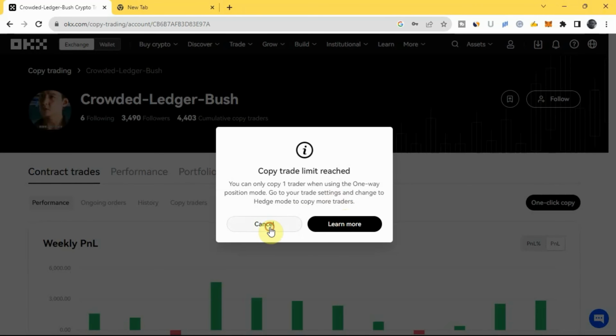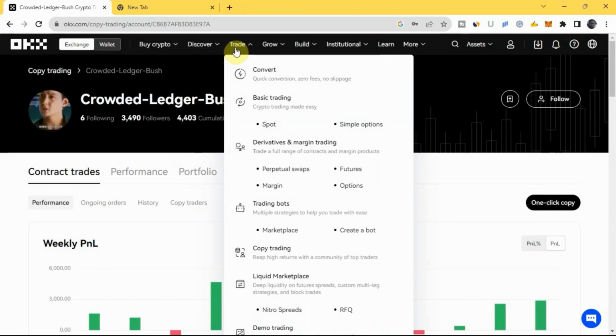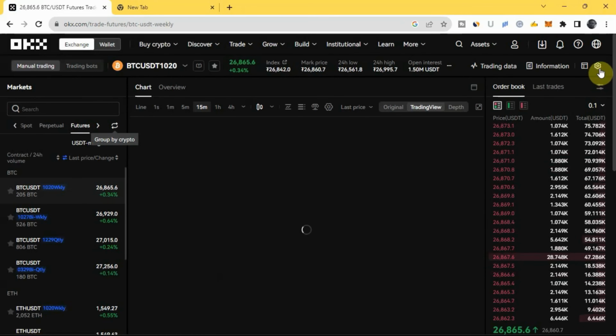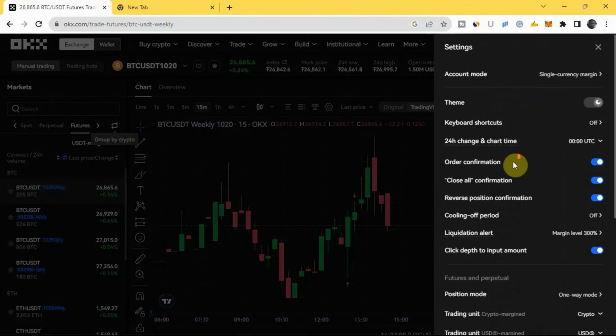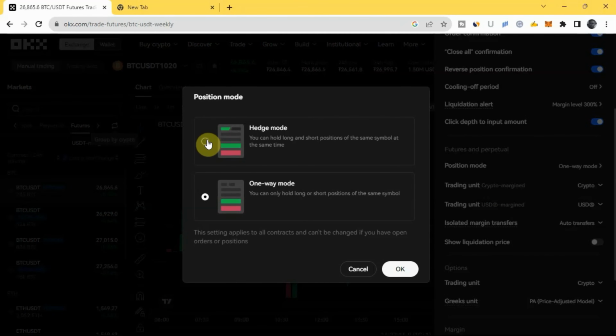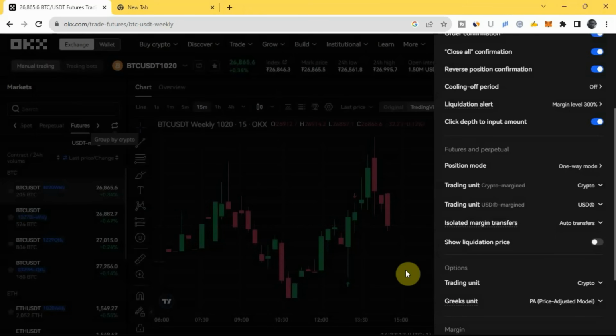Now, to do that, you go back to your trade page. You can see where you have trade right here. You come here to where you have futures. So you go to your futures trading page. And then you can see where you have settings at the top right corner. Once you click it, you scroll down to where you have position mode. So you can see it's on one-way mode. So you change it to hedge mode right here. So when you change it to hedge mode, you click on OK.